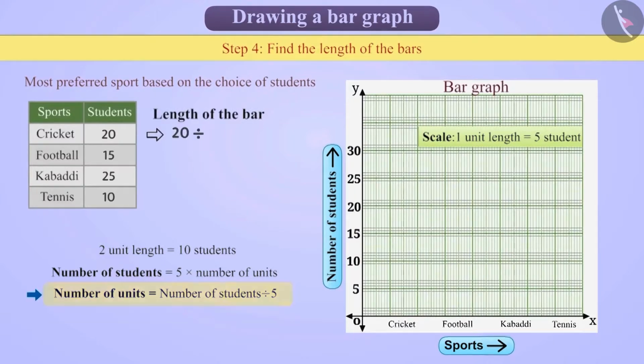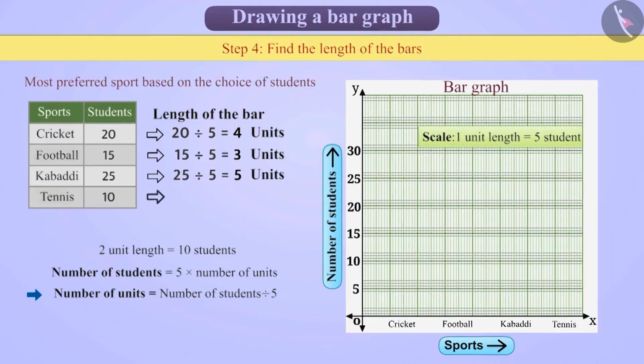Cricket, 20 divided by 5 is equal to 4 units. Football, 15 divided by 5 is equal to 3 units. Kabaddi, 25 divided by 5 is equal to 5 units. Tennis, 10 divided by 5 is equal to 2 units.